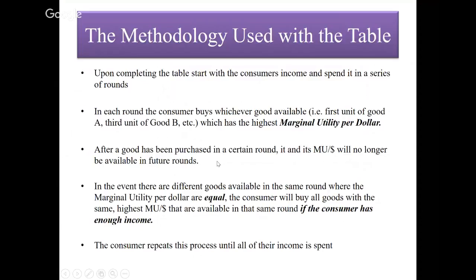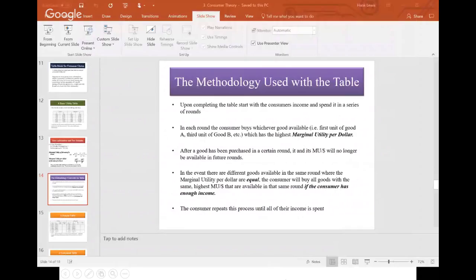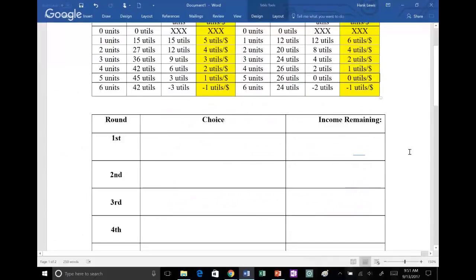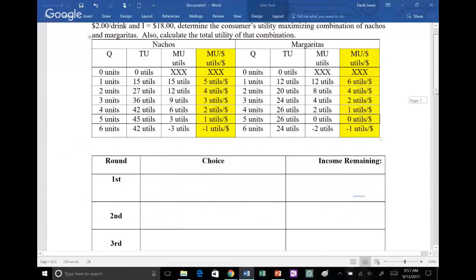Once a product is purchased, we have to cross it out. It's no longer available. If we have a tie, if the consumer has enough, they'll buy one of each. By tie, I mean highest MU per dollar available in a round is equal for 2 different products here. The process is repeated by the highest MU per dollar available over and over again until all the income is spent. You can't borrow money. You can't spend more income than you have. And so this is why I highlighted the MU columns in this table, because this is what we're focusing on.